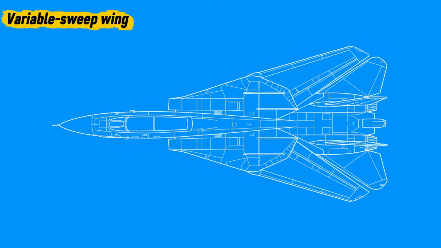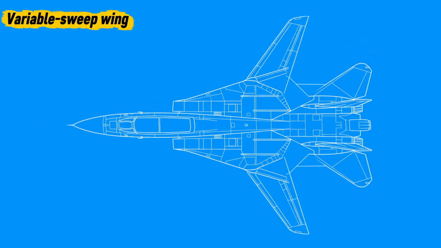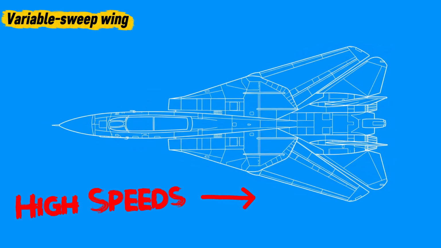The variable sweep wing changes its sweep angle during flight, using a more extended position for slower speeds and a more swept position for high-speed flight.